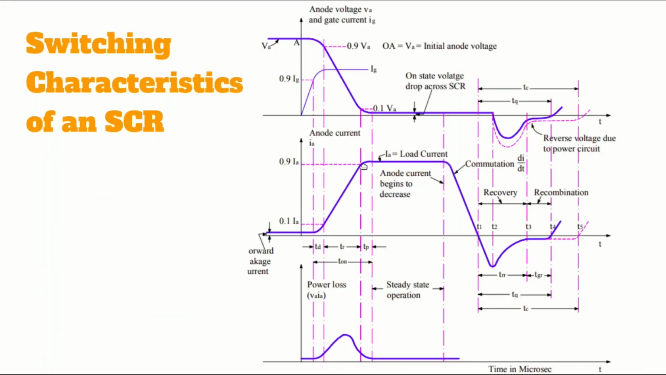That is, this is known as spread time. It was 0.9 IA, the time taken for the anode current to reach its maximum value. This time is the spread time.